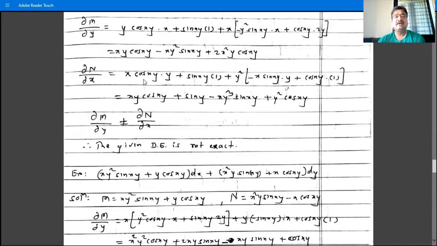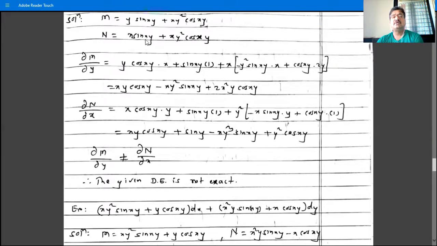Then ∂N/∂x. Again, the derivative of this quantity with respect to x. Now x into sin(xy), u into v rule. So x, sin(xy), the derivative is cos(xy) into the derivative of xy with respect to x, which is y. Then plus v means sin(xy), the derivative of x is 1, plus now this y square is constant because the derivative is with respect to x, and x into cos(xy).